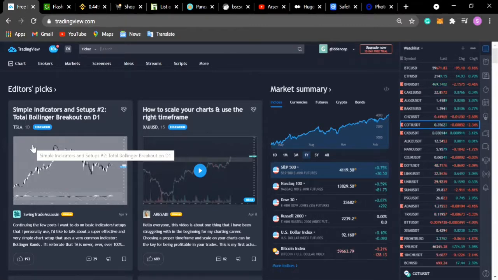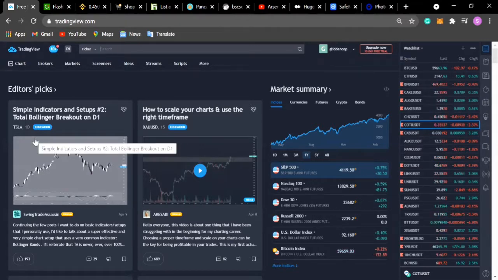Now, what we're going to be doing today is using three indicators to actually determine what's going to happen to price, how price is going to move, how it's going to flow. We use three indicators to determine. And the platform we're using is Tradingview. I'm currently on the platform.